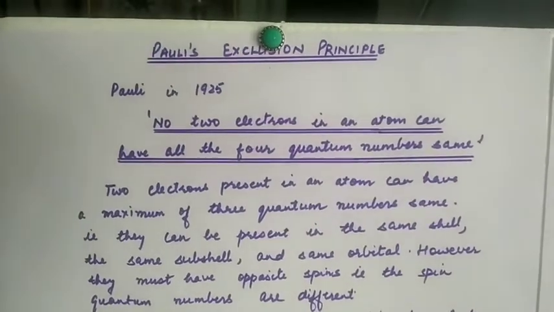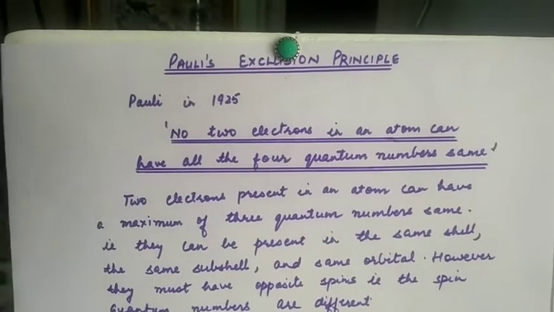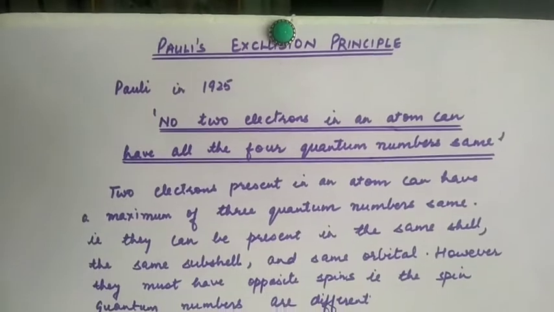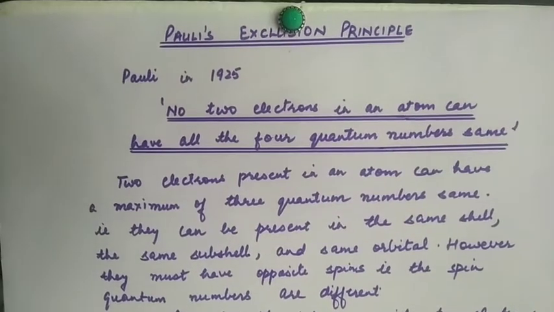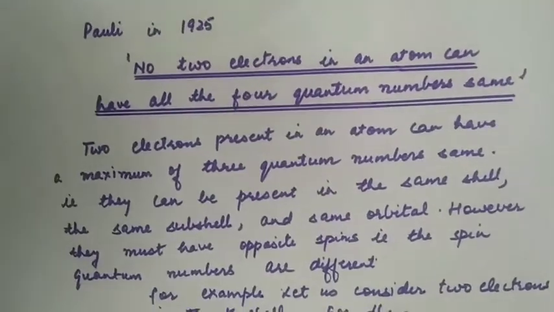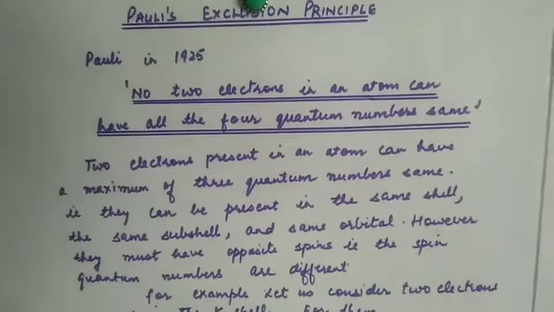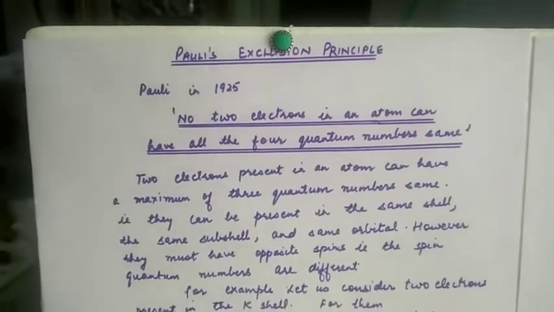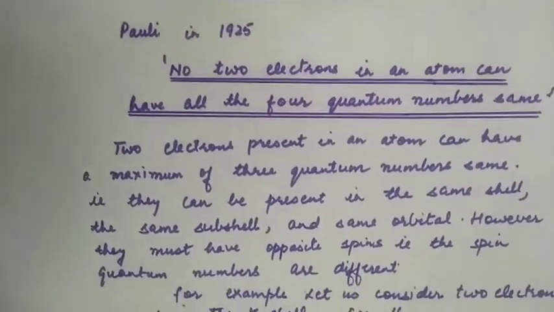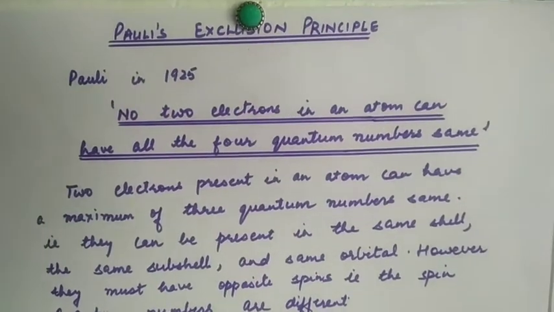Today's topic is Pauli's exclusion principle and distribution of electrons on the basis of quantum numbers. We will also solve some questions based on quantum numbers. Now, after studying the quantum numbers, we must now aim to distribute the electrons in different shells, subshells and orbitals.